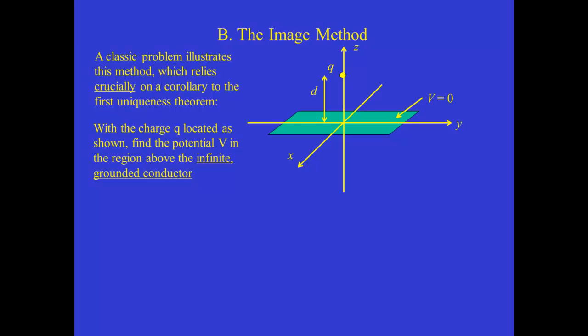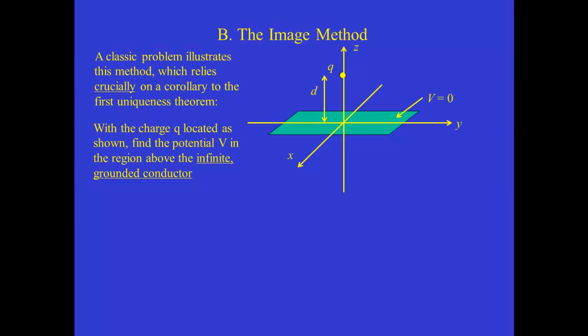Today I get to tell you about a method for solving for the electric potential that's really cool. It can be used in problems especially involving charges and conductors. This classic problem illustrates the method. It contains a point charge Q sitting a distance d above an infinite grounded conductor. And when it's grounded, then the conductor has a potential equal to 0.